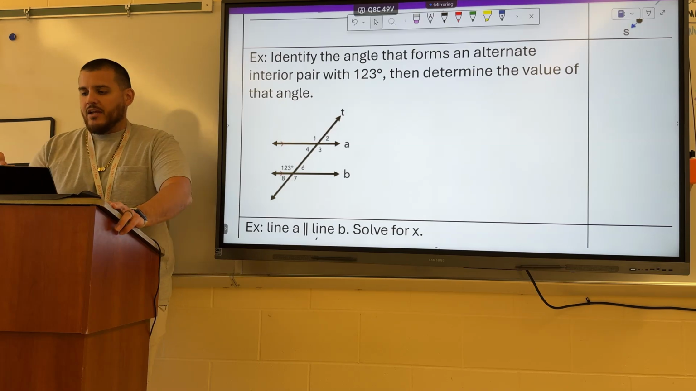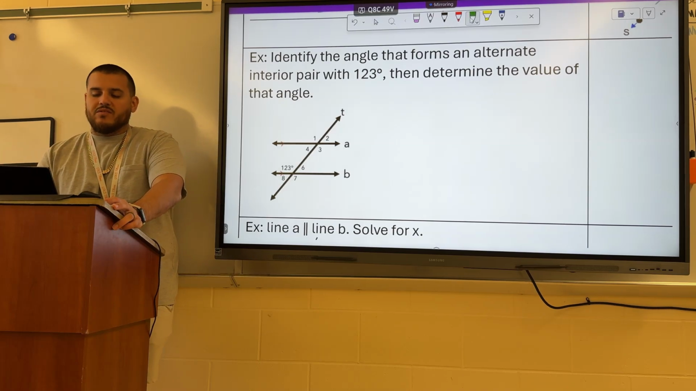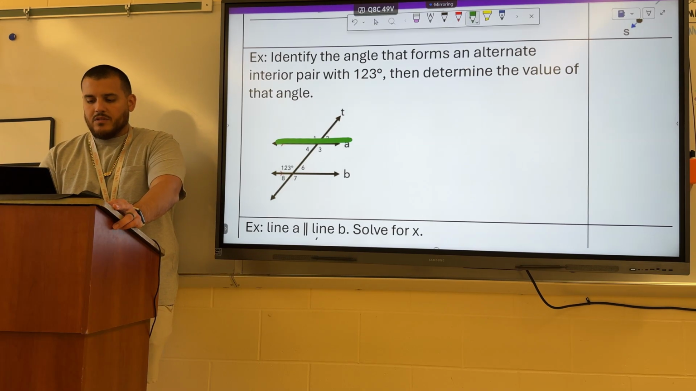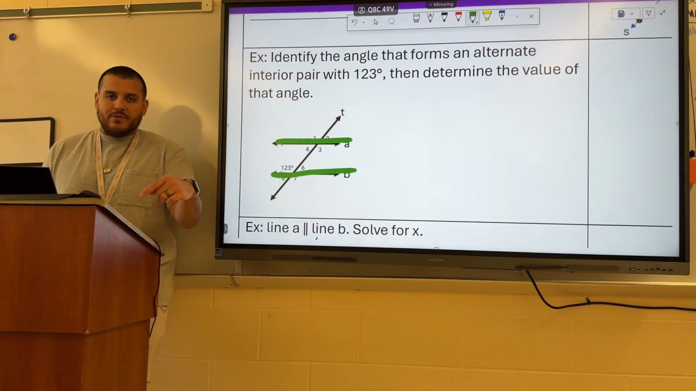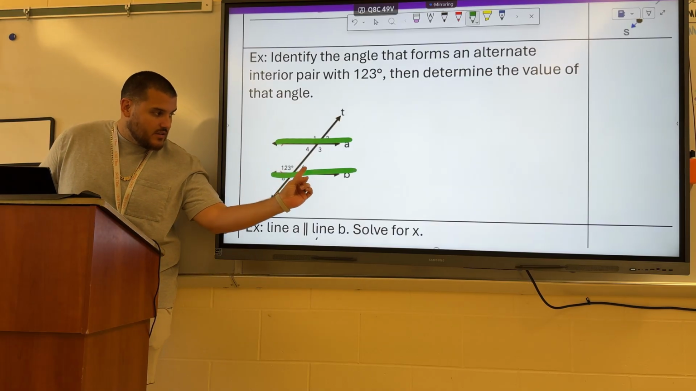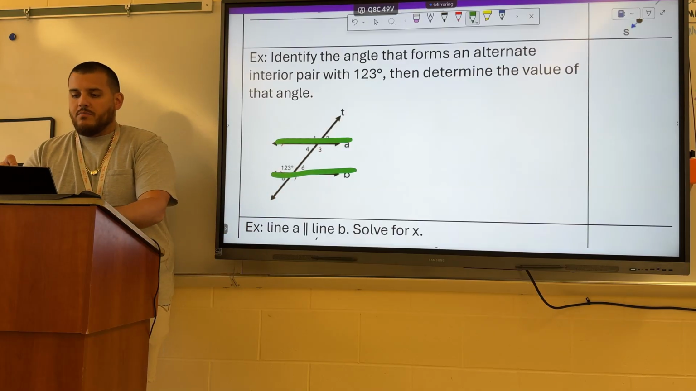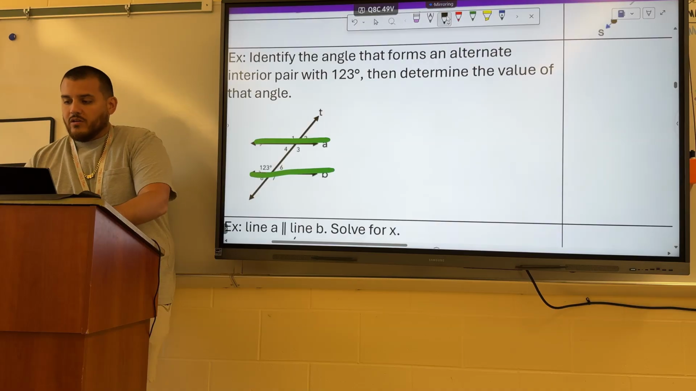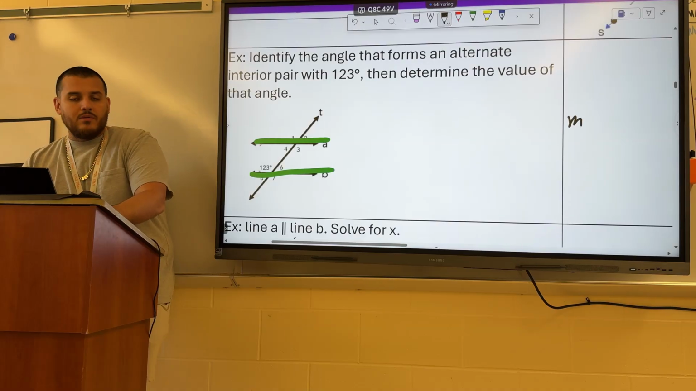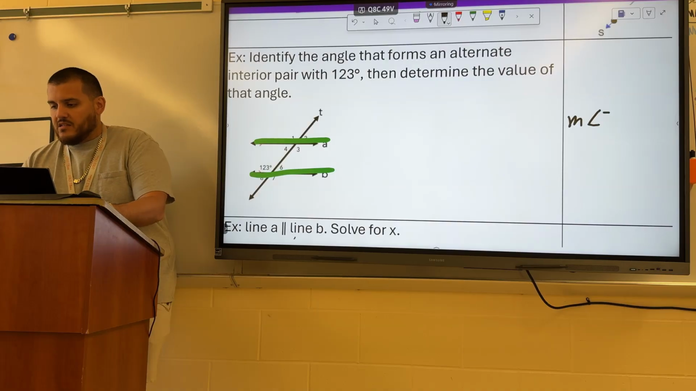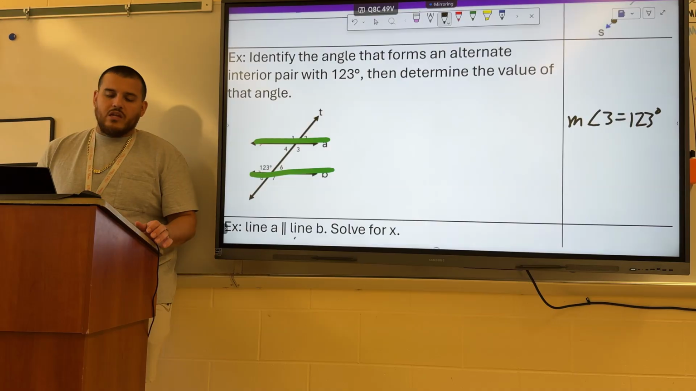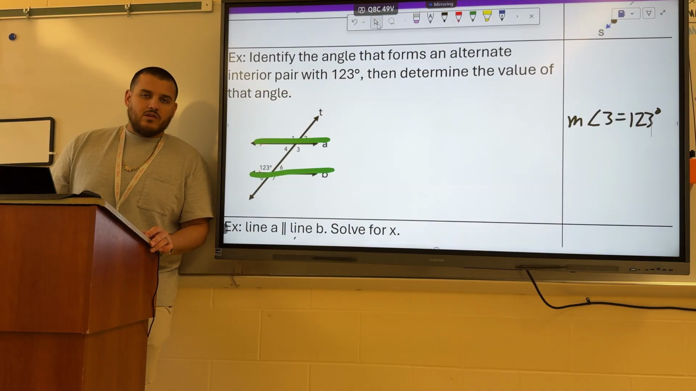We're being asked now to find the angle that is the alternate interior pair with the 123 and then determine the measure of that angle. So remember, alternate interior angles have to be between your parallel lines, so between A and B, and on opposite sides of the transversal. So I jump to the other side of the transversal and to the other intersection, and that would be angle 3. And we're learning today that because A and B, these lines, are parallel to each other, these alternate interior angles must be equal in measure. Therefore, angle 3 is 123 degrees.